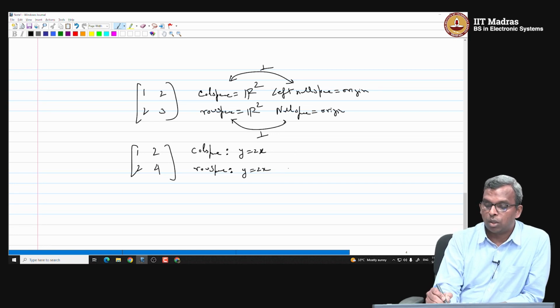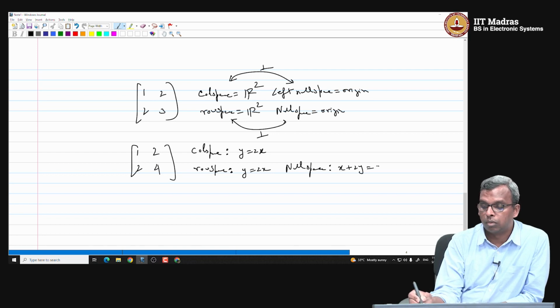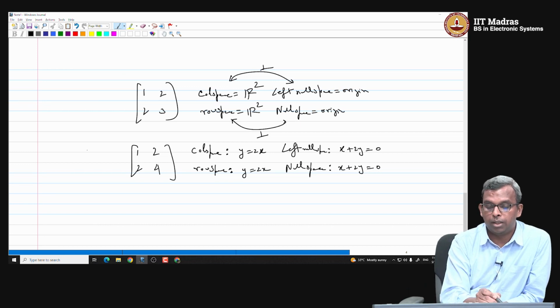Okay. So what is your null space? Null space is x plus 2y equals 0. So x plus 2y equals 0, y minus 2x equals 0. These two will be perpendicular to each other. Left null space is also going to be the same thing, x plus 2y equals 0, right. So you put x, y here, then you multiply, you get x plus 2y equals 0. So you get the same thing.